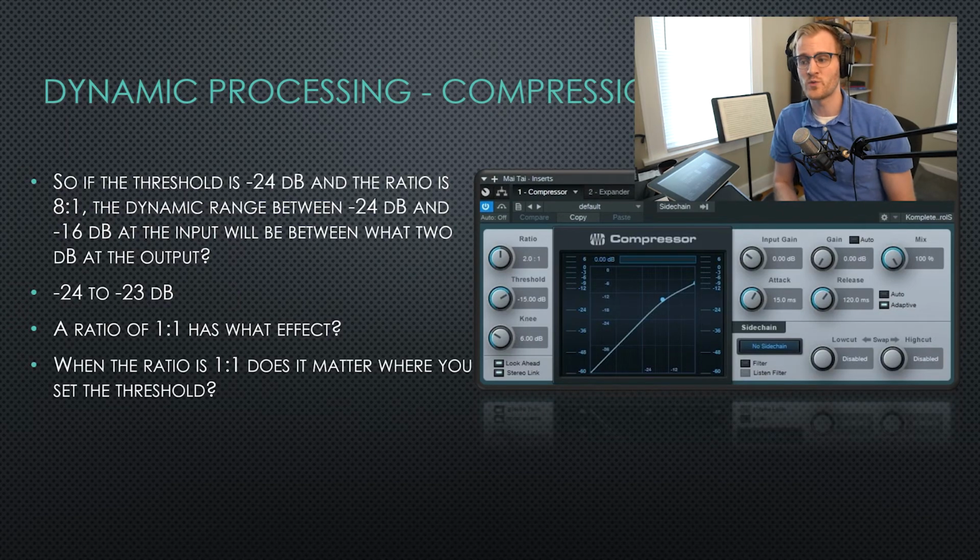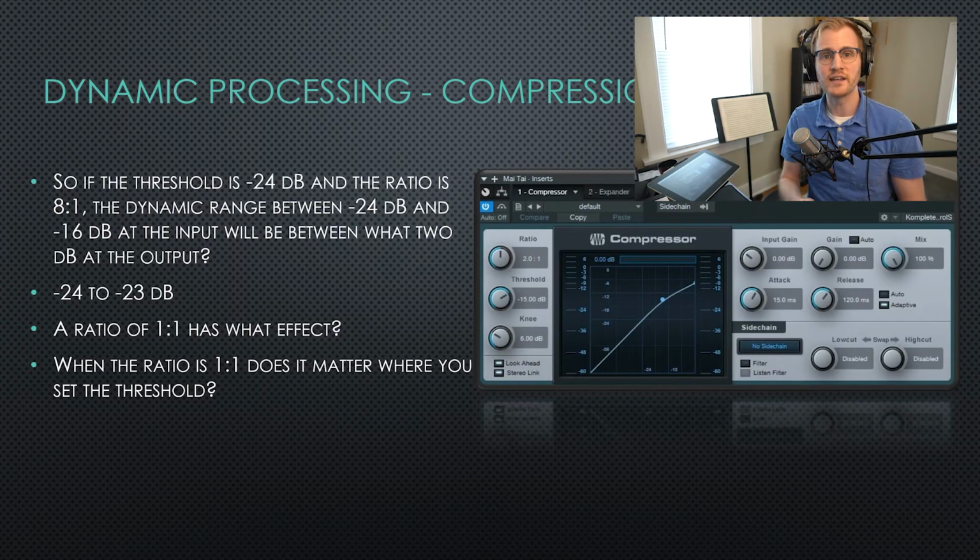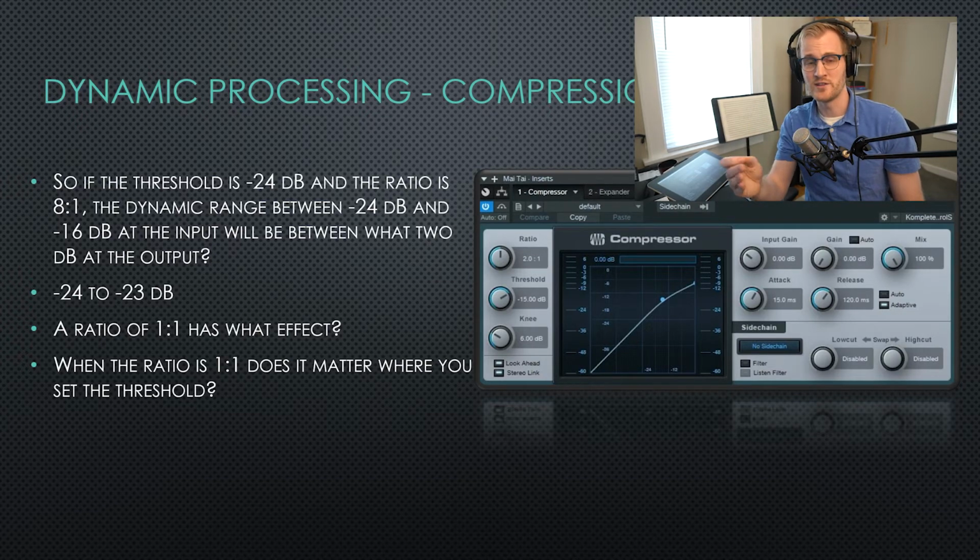And when the ratio is 1 to 1, does it matter where you set the threshold? It doesn't matter at all because you're not going to compress. Whether you cross it or not is irrelevant because once you go past that threshold, nothing is going to happen. So if your ratio is too low, such as 1 to 1 or maybe 1.1 to 1, while 1.1 to 1 will give you compression, it's going to be very, very minor. So just be aware that your ratio is tremendously important and that if you don't go beyond 1 to 1, you won't get any actual dynamic compression.